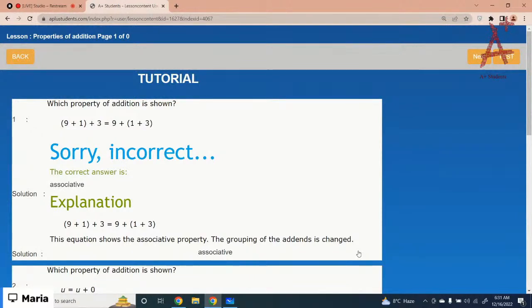Okay, which property of addition is shown? Addition has the same properties, the commutative property, where two numbers are involved. That means in the case of addition, order doesn't matter. If you do 1 plus 3 or 3 plus 1, in both cases the answer is exactly 4. Got it? So the one shown in the question is 9 plus 1 plus 3 equals 9 plus 1 plus 3. Both sides have exactly the same numbers, just the order is different. So this is known as the associative property. Got it?